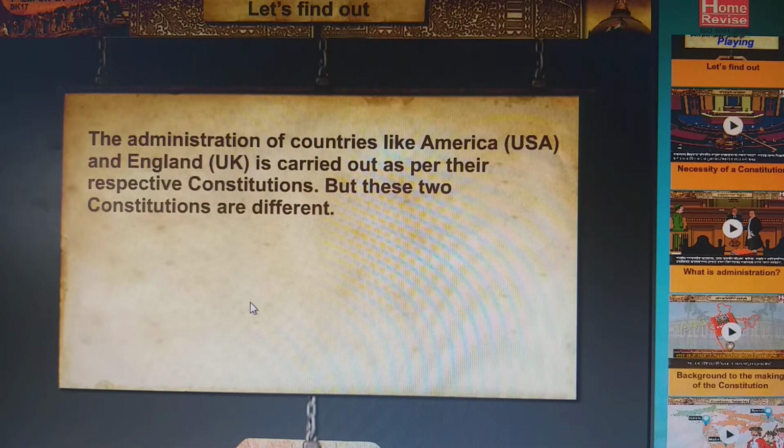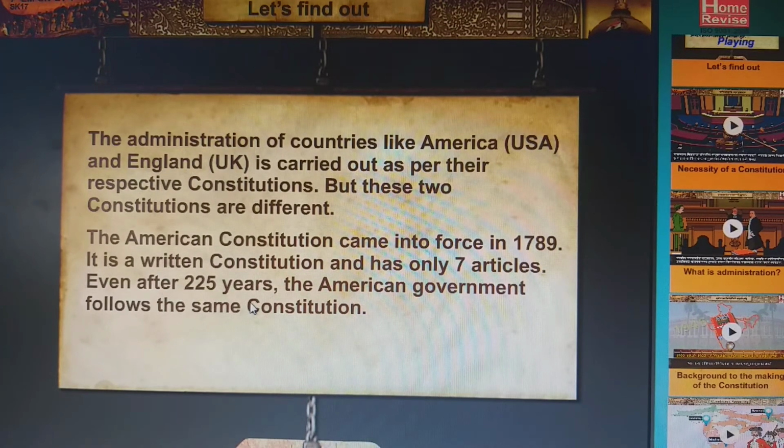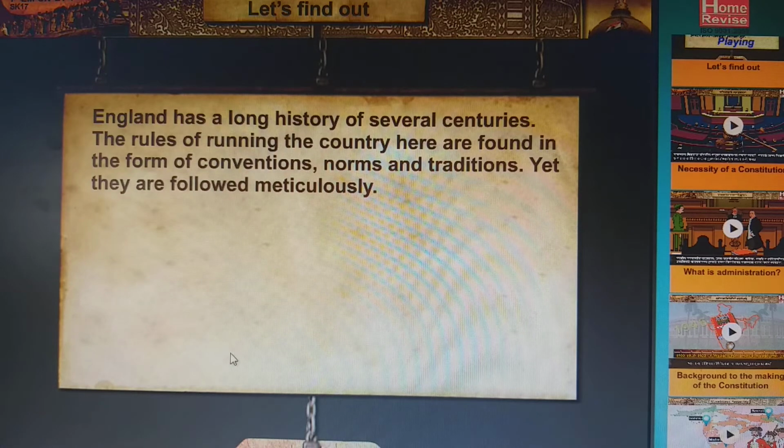The administration of big, powerful, developed countries like America and the UK, that is England, also has its own constitution, but they are different. The American constitution came into force in 1789. It is a written constitution and it has only 7 articles. Even after 225 years, the American government is following the same constitution. They have not changed it.